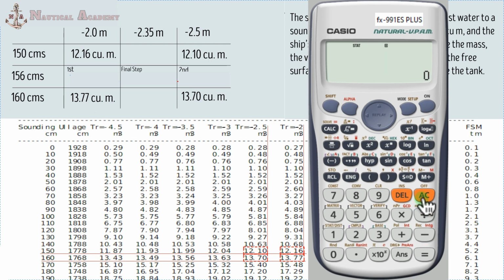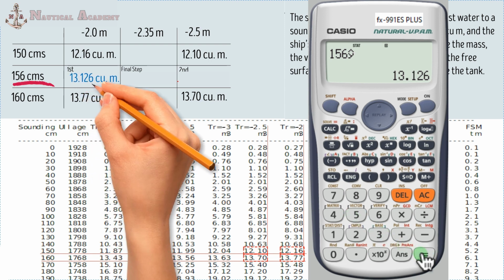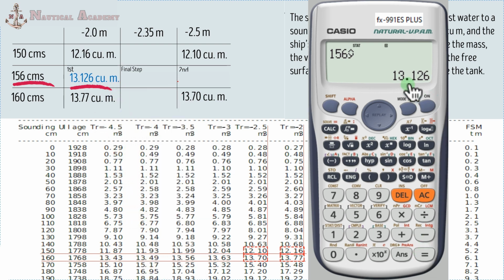Then enter the required sounding, which is 156. Then press the Shift button. Then press number 1. Next, select the regression mode, so press number 5. Then select this Y or regression symbol, so press number 5 again. Then press the equal button. And we have 13.126 cubic meter. So we got the same answer as with the FX82MS.